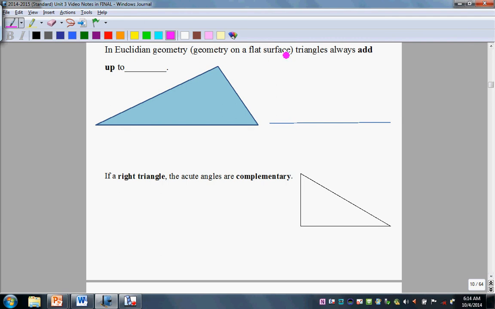So in Euclidean geometry, or geometry on a flat surface, triangles always add up to 180. I'm going to color code it here, so 1 angle plus the other angle plus the 3rd angle always add up to 180 in Euclidean geometry. We'll be talking about a different kind of geometry in class.